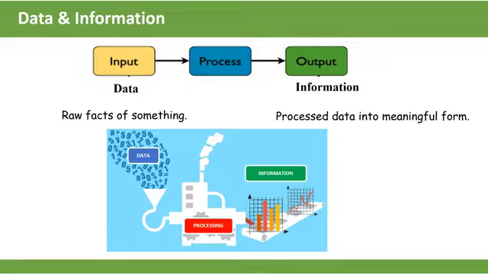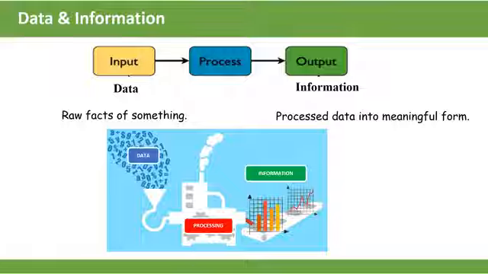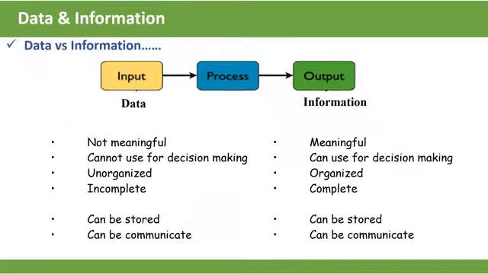In this image you can see the blue color side. On the left side, we collect all the raw materials, raw facts, and we do processing. There can be different processing activities. Then we get our information. Information is meaningful, completed and organized, so we can make decisions and think about our future activities. We can forecast them. That is data and information.